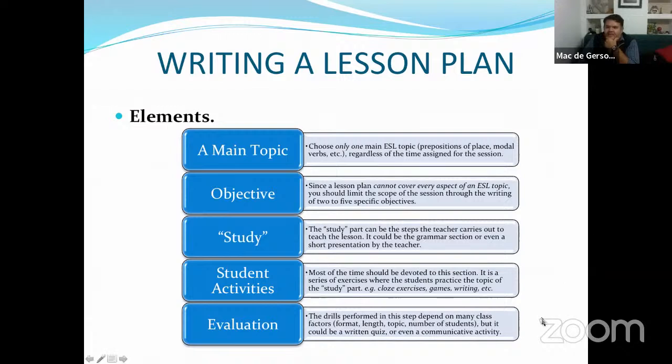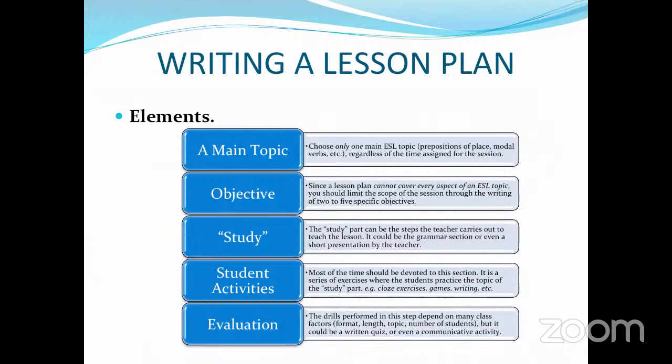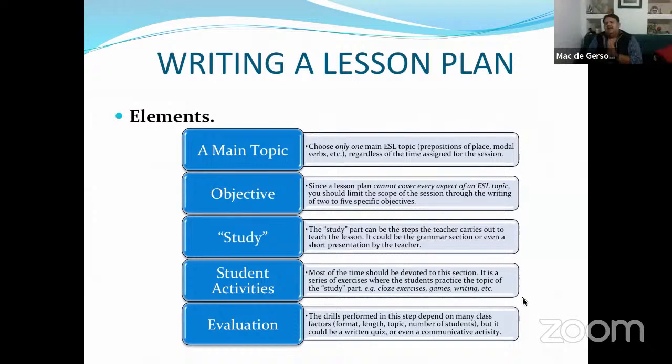Evaluation, finally. Thank you, Daniela. Evaluation. Azucena, please. Evaluation. The step performed in this step depends on many class factors, like time, topic, number of students, but it could be a reading quiz or even a communicative activity. So again, every class should have an evaluation. No need to be formal, with a conversation task to see if a student got the point or not.